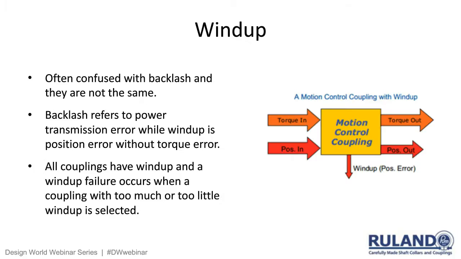Wind up. We talked a little bit earlier about wind up. Wind up is often confused with backlash, and they are not the same. Backlash refers to power transmission error, while wind up is position error without torque error. All couplings have wind up, and a wind up failure occurs when a coupling with too much or too little wind up is selected.